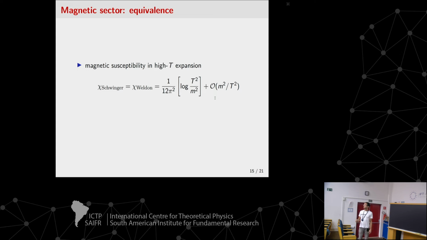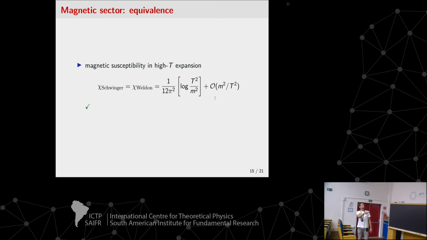And if you look at the magnetic susceptibility, so far I was telling you about the electric field, but you can do the same with magnetic field. You can calculate the magnetic susceptibility in both setups, and you get exactly the same. Very good. So a green check mark from my side, and the high temperature expansion looks, for example, like this.